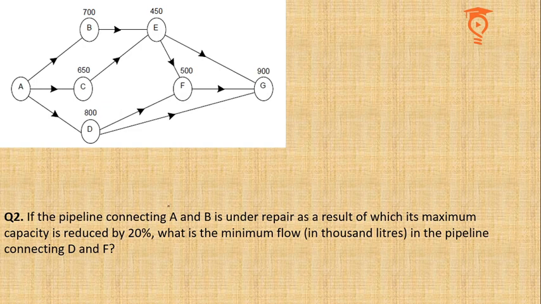If the pipeline connecting AB is under repair, as a result of which the maximum capacity is reduced by 20%, you want minimum flow in this pipeline. To have minimum flow in this pipeline, you should have a minimum flow in this pipeline, because AD pipeline is the source for DF pipe. For that you have to send maximum over here and maximum over here. Now about this pipeline AB, the capacity is reduced by 20%. So now 20% of 1500 is 300. So now the new capacity is 1200. So you would want to send 1200, that is the maximum in this pipeline.